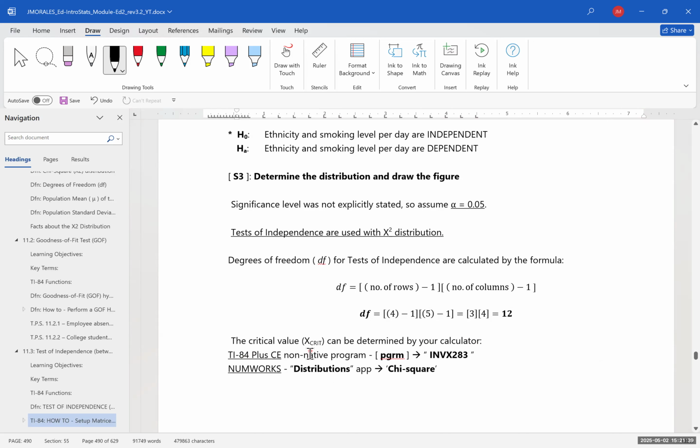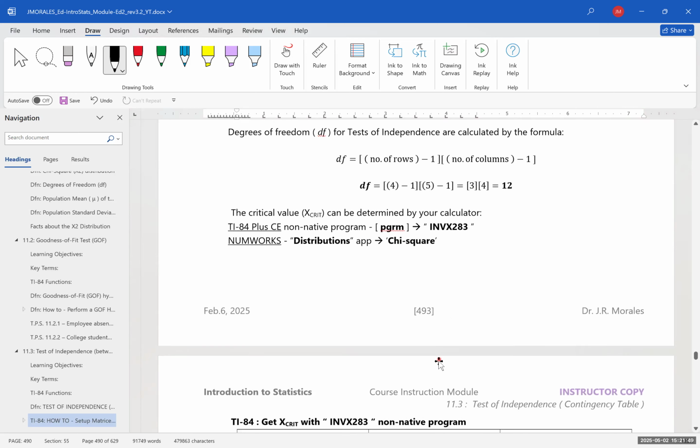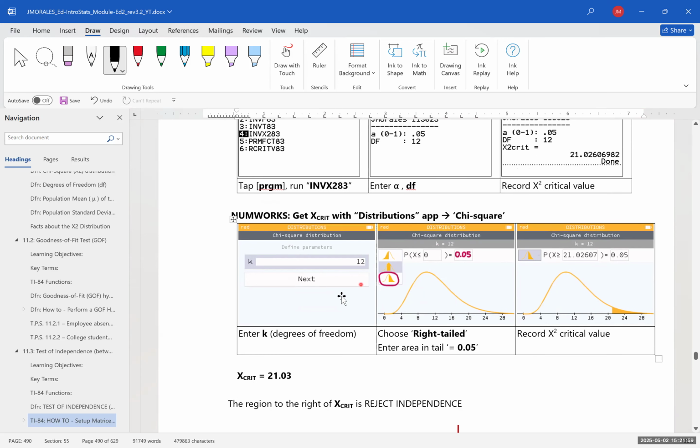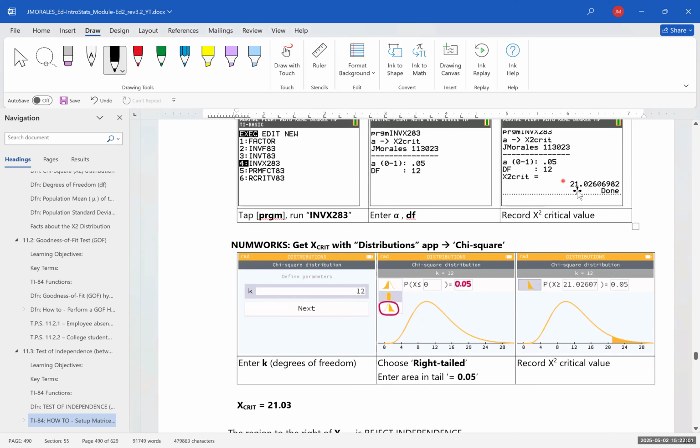With the TI-84, you want to use the non-native program that I made called inverse chi-squared 83. With the NumWorks calculator, go to the distributions app and use the chi-squared app for that. Here are two sets of screenshots for the Texas Instruments and the NumWorks. Regardless of which one you use, you should get 21.03 for the critical value.